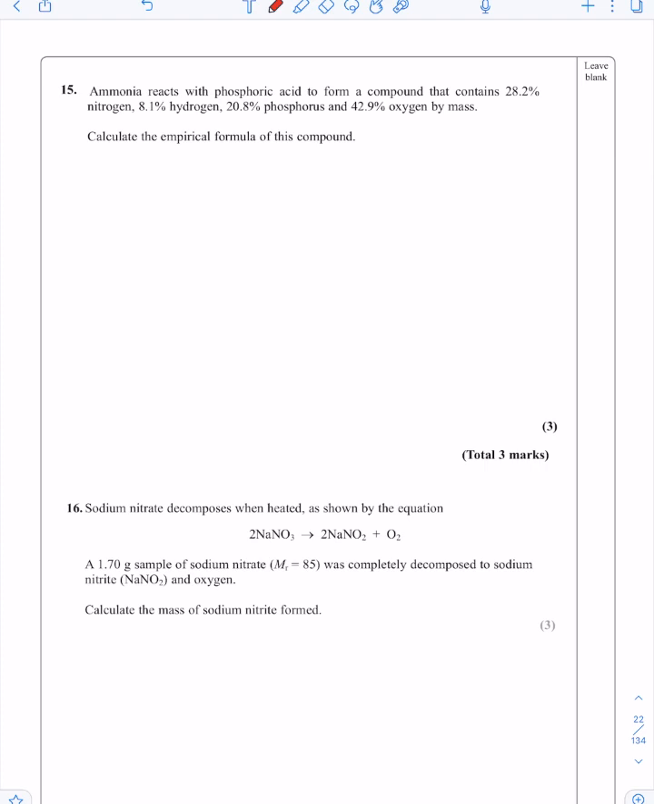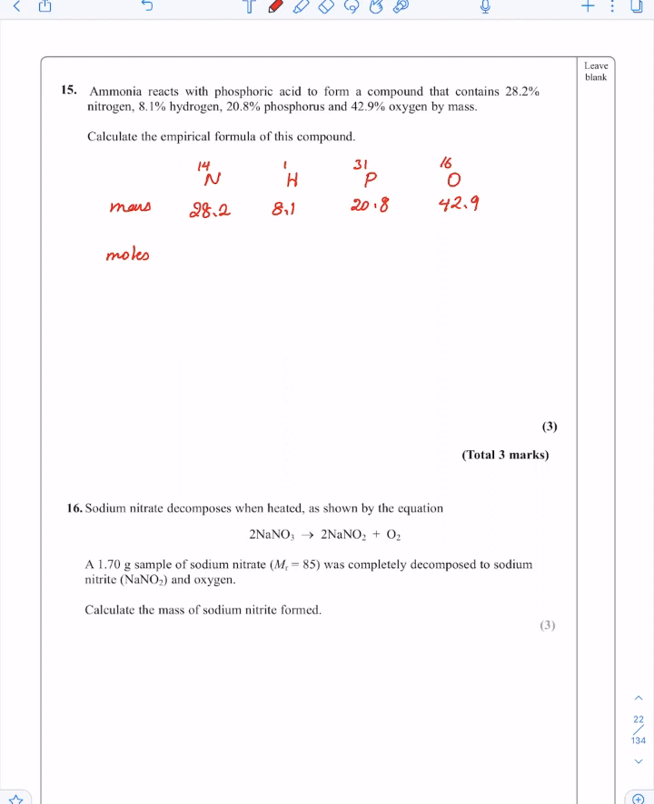Question 15. Ammonia reacts with phosphoric acid to form a compound that contains 28.2% nitrogen, 8.1% hydrogen, 20.8% phosphorus, and 42.9% oxygen by mass. Calculate the empirical formula of this compound. First we put nitrogen 28.2, the percentages as masses, then hydrogen 8.1, and phosphorus 20.8 and oxygen 42.9. These are the masses of the elements: nitrogen, hydrogen, phosphorus, oxygen.